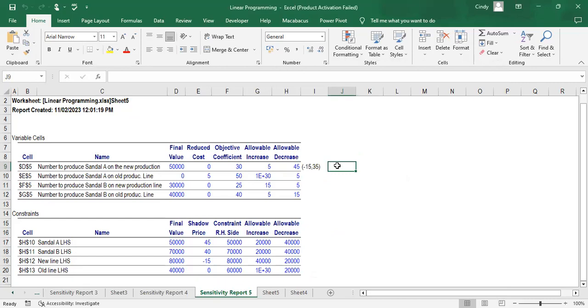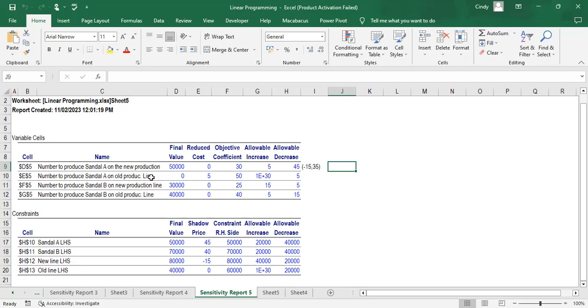We told Excel we want what? The minimum value, right? So minimum values that will give us the minimum objective function. So this question is talking about total cost. So with cost, we all know we want to minimize cost, right? All right. So Excel is telling us that maybe you're a business personnel, you're solving a problem, but then you might not find my solution feasible. You might want to produce sandals A on the old production line, but I'm saying you don't produce.